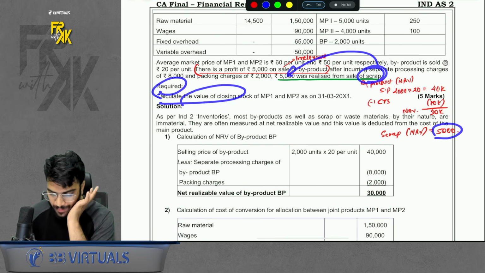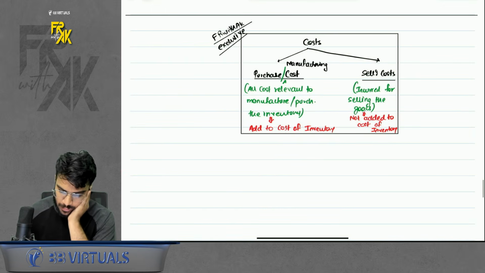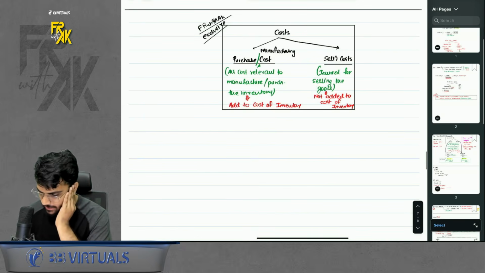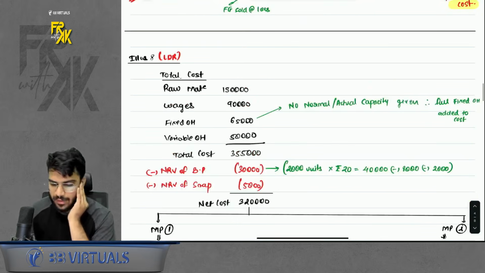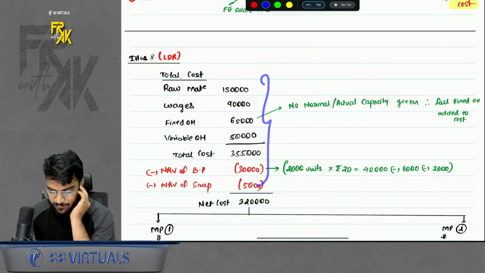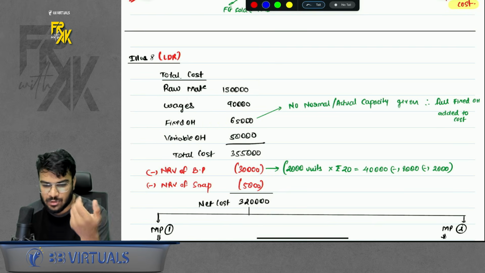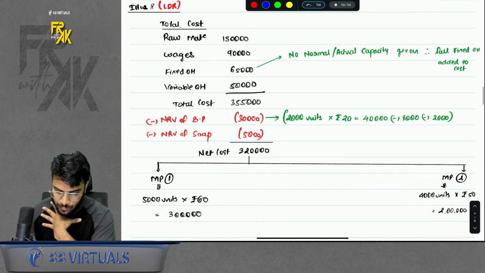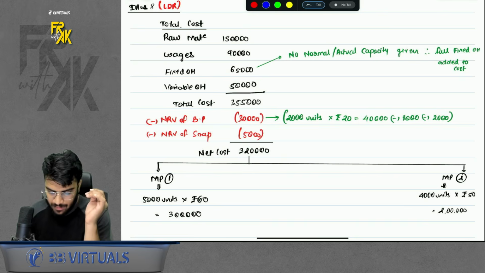Okay. You are required to calculate the amount of closing stock. So how will you do it? It is a very simple calculation which we just did, in case you remember. It was something like this. So we took all the total cost. For fixed overheads, we take the full amount as no normal or actual capacity is given. So I take the full amount. Okay, I get the total cost. Reduce the NRV, you get the net cost.